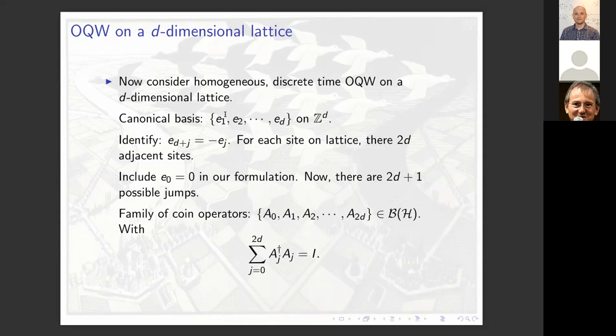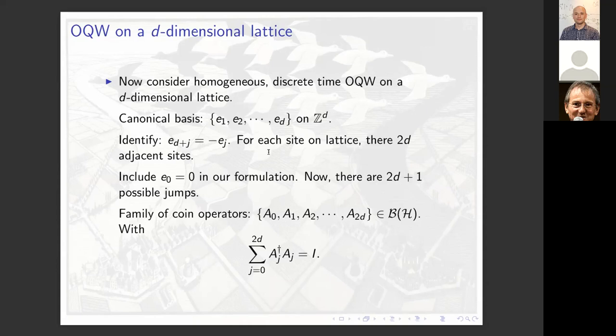So this E1, for example, is describing basically movement along that particular axis in the positive direction, right? So you have this axis, and its unit vector corresponds to E1, and so this E1 here describes a movement along the positive direction, right? But the walker could also go in the negative direction of that corresponding axis. So that's what this vector is now describing, right? So basically putting all these together, for each site on the lattice, there are 2d adjacent sites, right? So 2d different directions that the walker could go in, right?